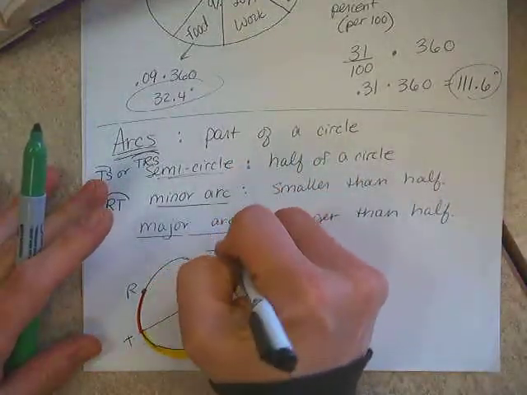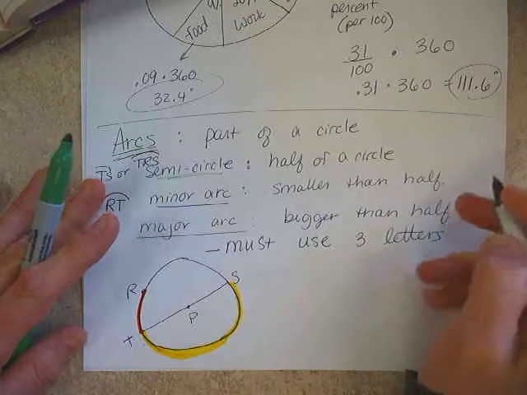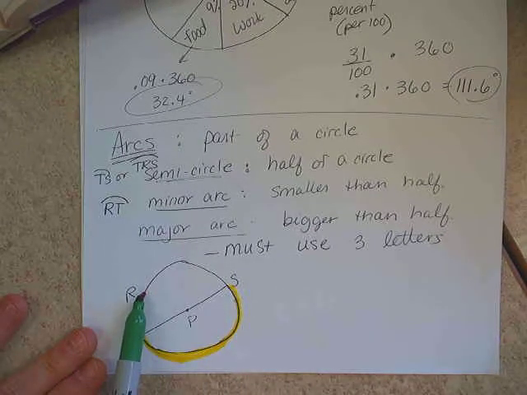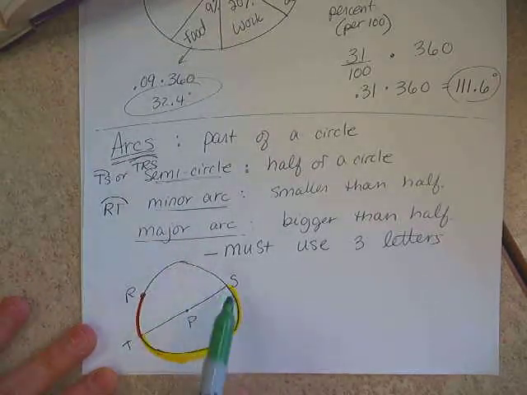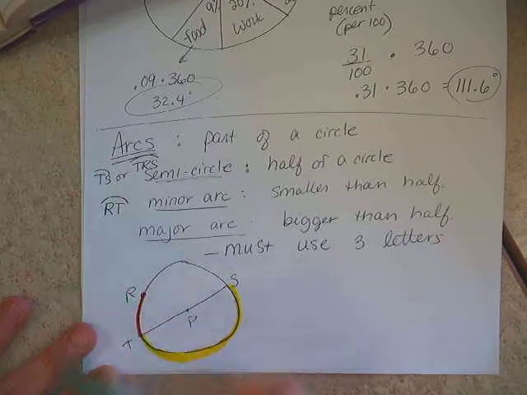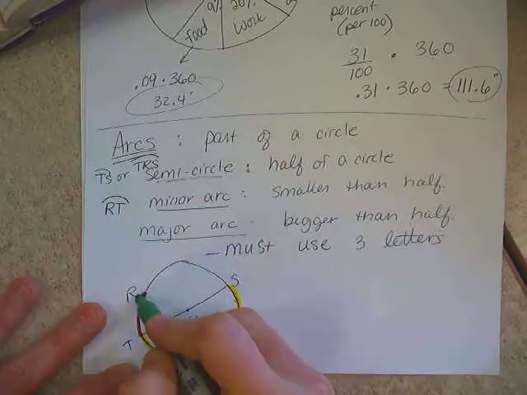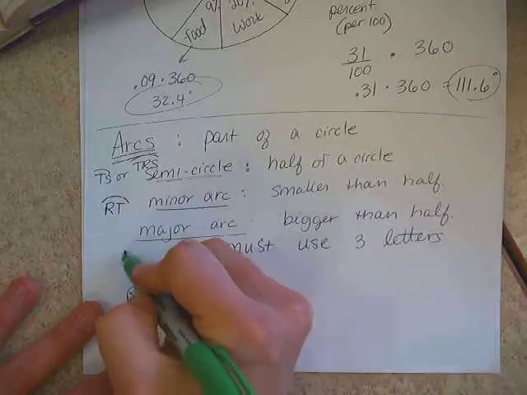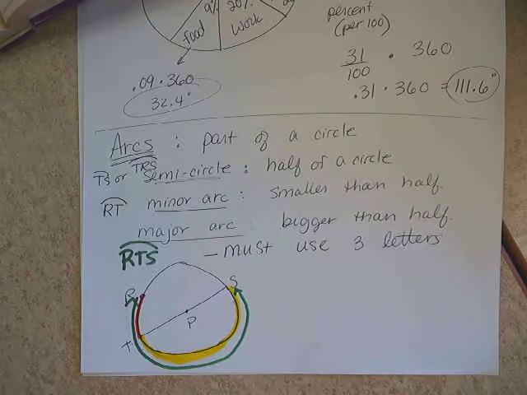And major arc. Okay, make a note by your major arc. You must use three letters to name it, because if I'm talking about the arc that goes from R all the way to S, and I only use RS, you're going to think I'm talking about RS, right? So we have to use a letter in between to designate that direction. Okay, so if I go around from here to here, a major arc could be RTS or STR.